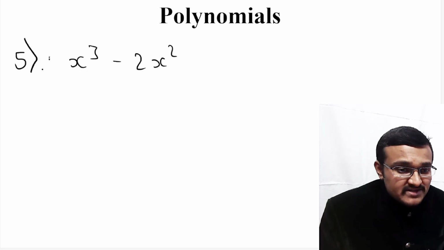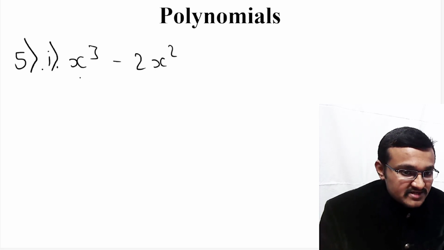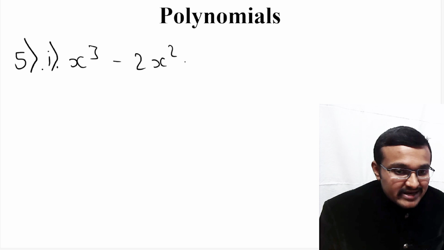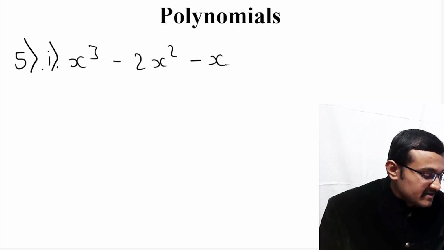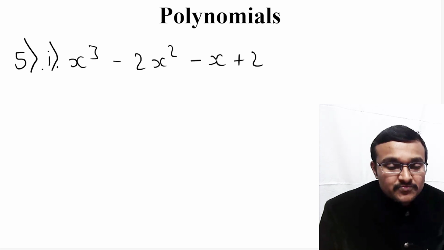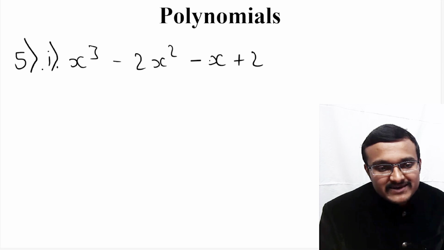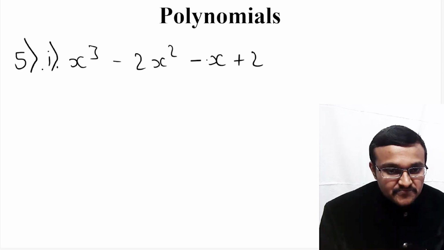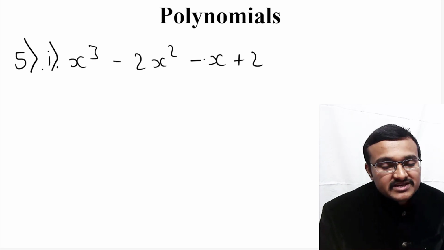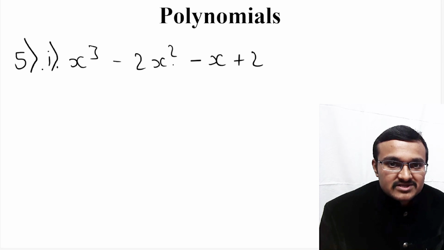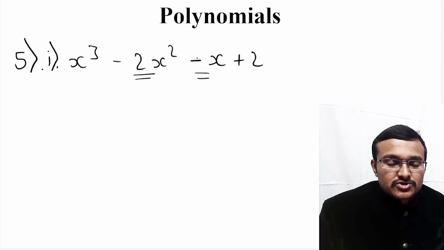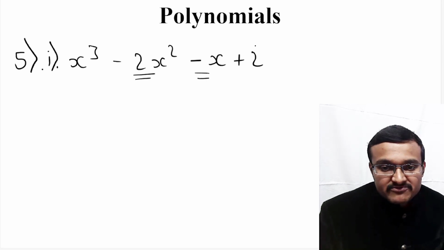Coming to the fifth question, I'll solve the first part. In the first question you have x cube minus 2x square minus x plus 2. Here you have a cubic equation and you have to factorize it. Remember, three factors will be there for this cubic equation.